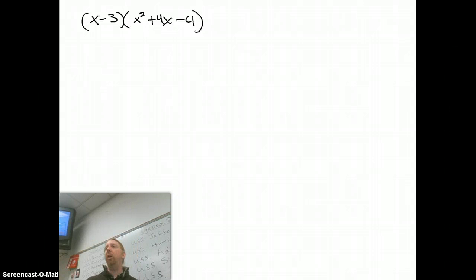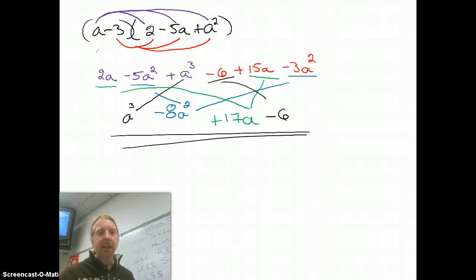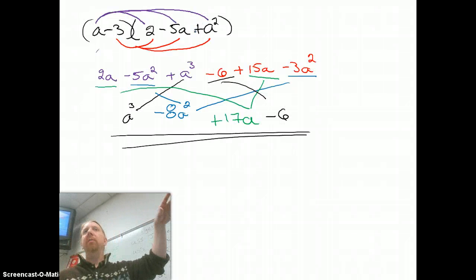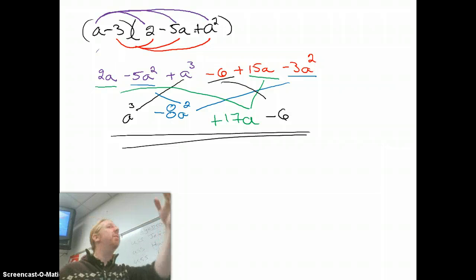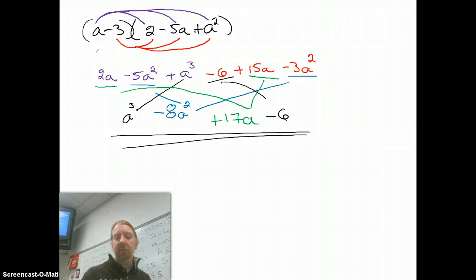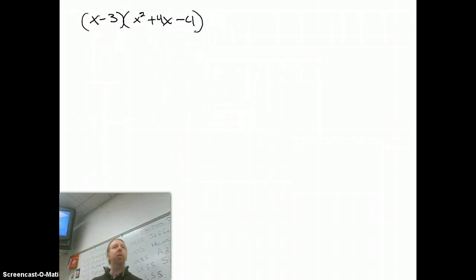This is called vertical or long multiplication. What's nice with this, if I look back here, this was distributing. I made sure I took everybody times everybody, and then I combined like terms. This is going to do the same thing, but it's going to organize it like I organized my old multiplication.